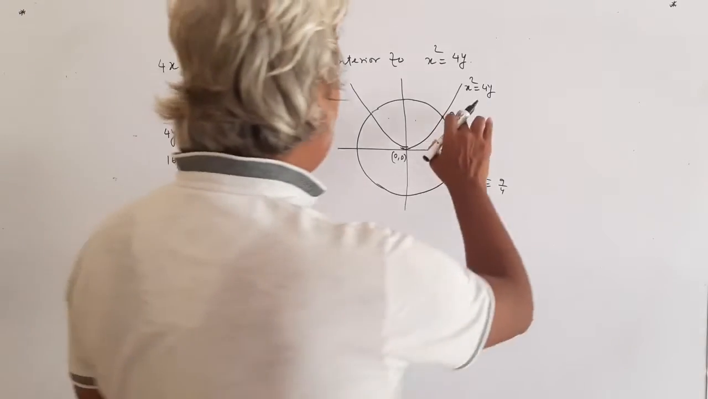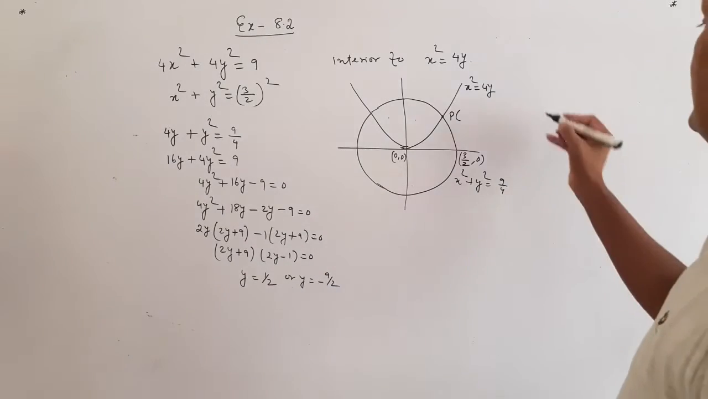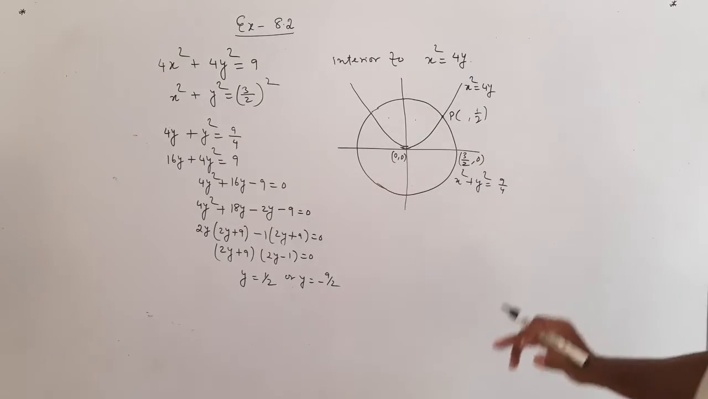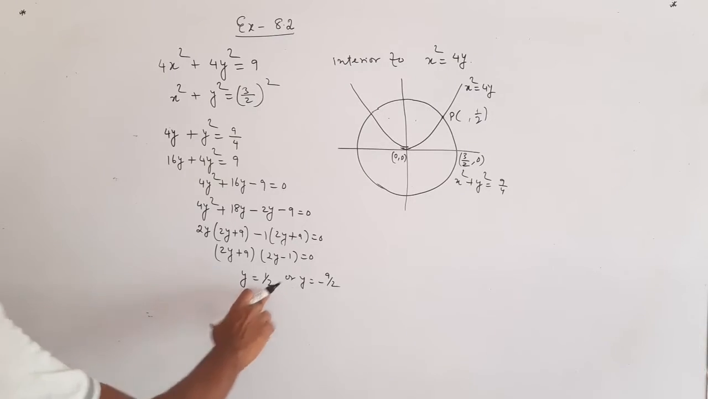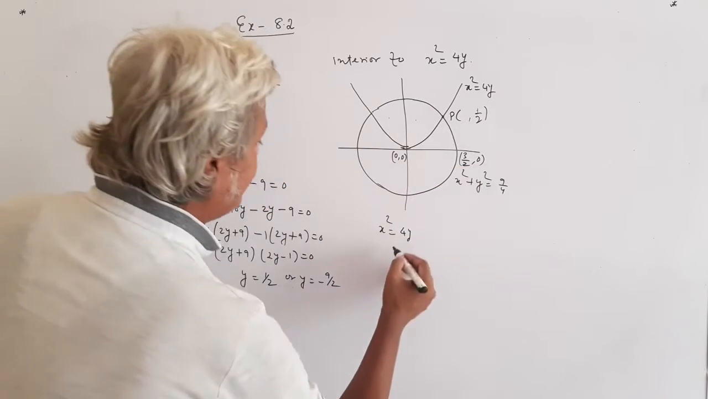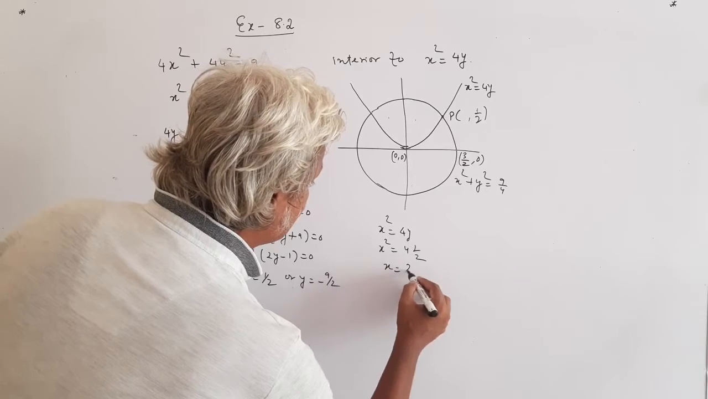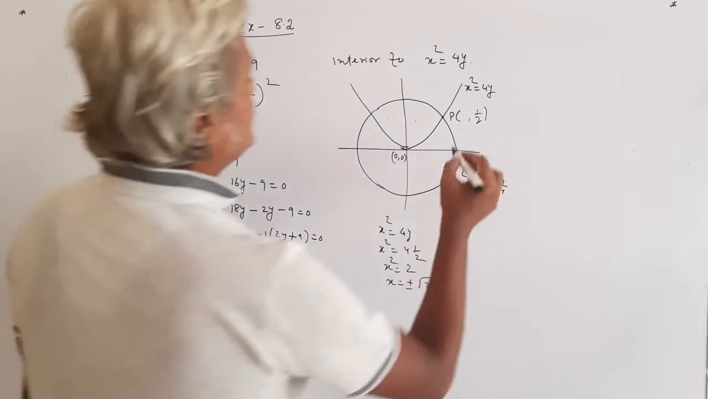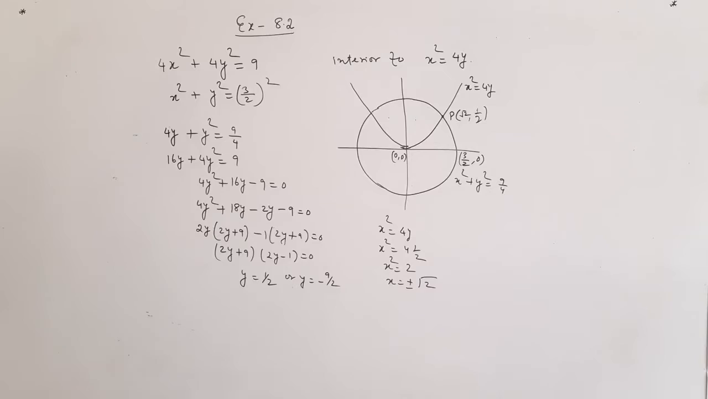So it means either y is half or y is minus 9 over 2. Since our point P lies in the first quadrant, my friends, I'll only accept the value of y as half. Let me find the corresponding value of x. Now we have x square equals 4y, where y we found as half. So x square is 4 times half, so x square is 2. So x is plus or minus square root of 2. So the point of intersection of these two is just like that.